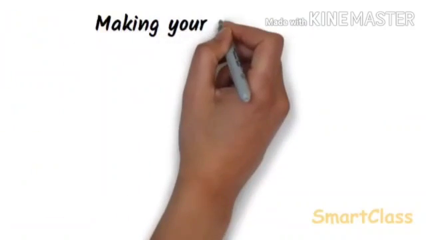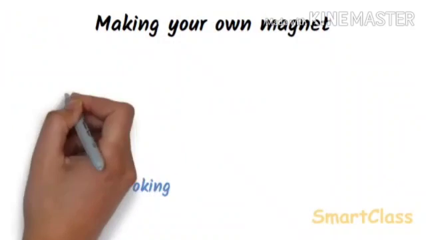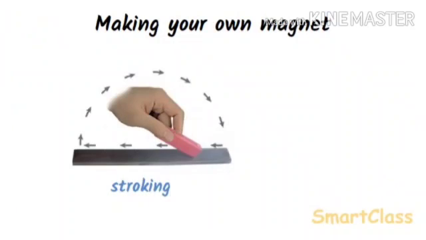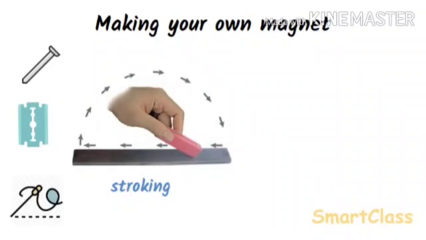Making your own magnet. There are many ways of making a magnet. The easiest way of making a magnet is by the stroking method. If you stroke an iron bar with one pole of a bar magnet repeatedly in the same direction, the iron bar becomes a magnet. We can turn any iron or steel object into a magnet by the stroking method.